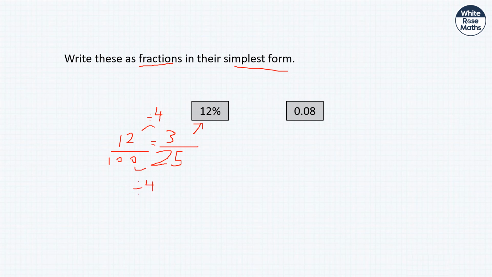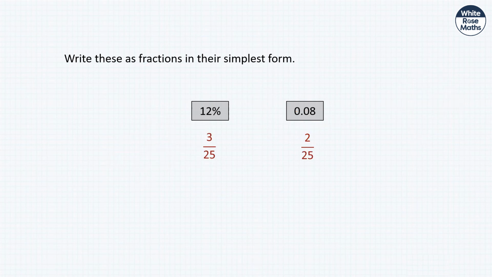This next one, 0.08. Well, if you look at the place value, this is my units column, this is my tenths column, so I'll label it as U for units, this first one will be my tenths column, and that'll be my hundredths column. So that'll be 8 hundredths, 8 out of 100. Dividing top and bottom by 4, I get 2/25. So dividing that by 4 and dividing this by 4, for that one.